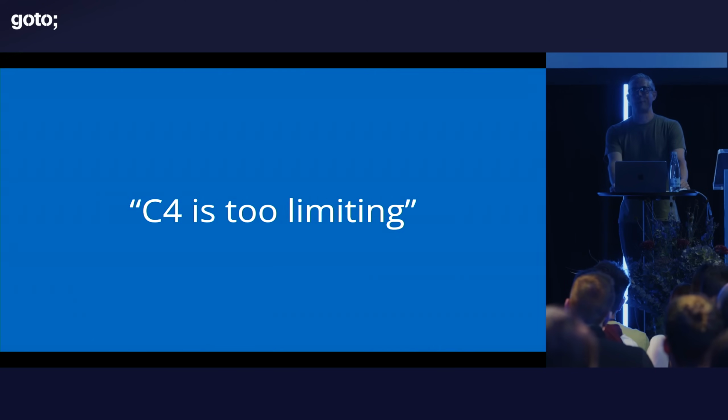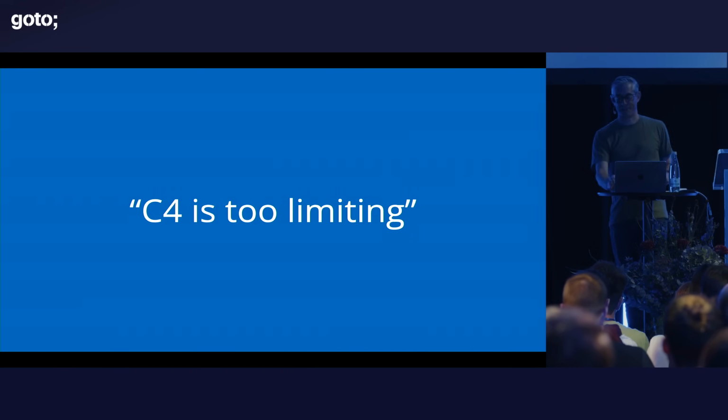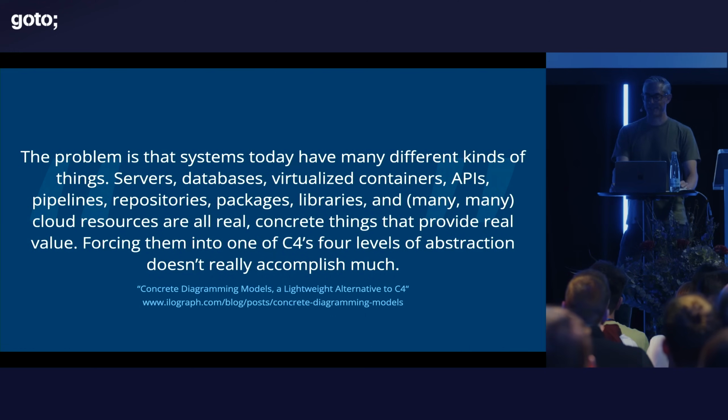The problem with defining 4 levels of abstraction is that many people are going to say it's not enough for them, for reasons around scale, complexity, and so on. And I've got 2 takes on this. The first is this. This is a lot of words, but this is from a blog post about something called concrete diagramming. And it starts off, the problem is that systems today have many different kinds of things. I agree. Servers, databases, virtualized containers, APIs, pipelines, repositories, packages, libraries, and all the other stuff we build. And really, the summary here is, how do we force all of these things into C4's abstraction?